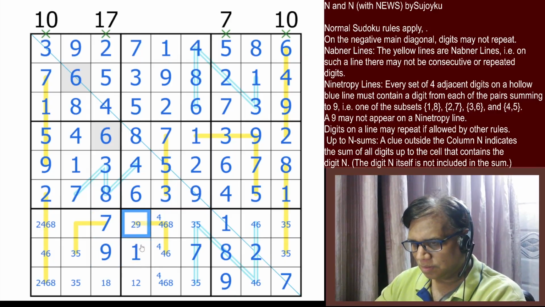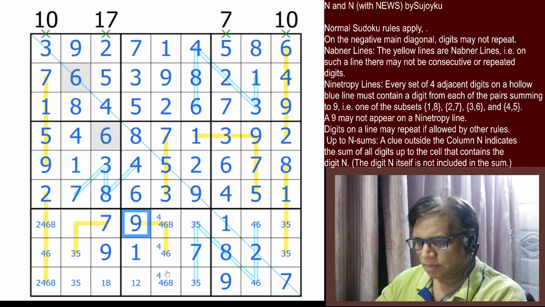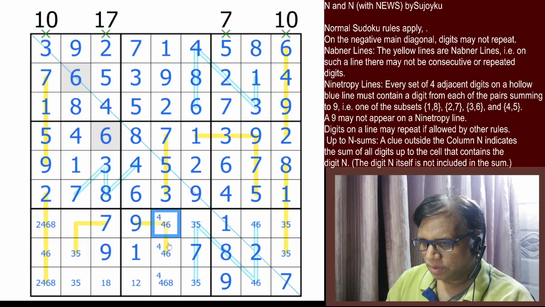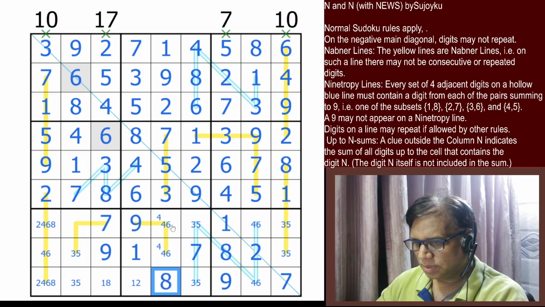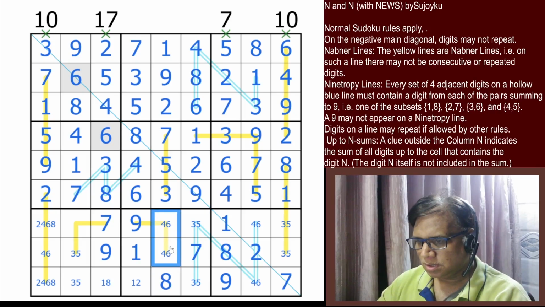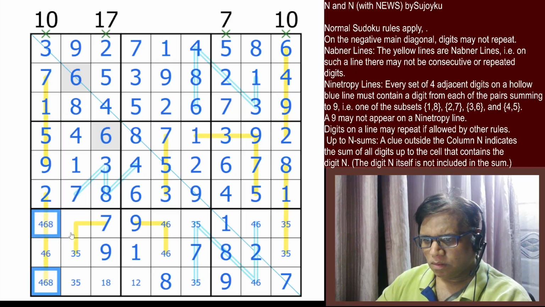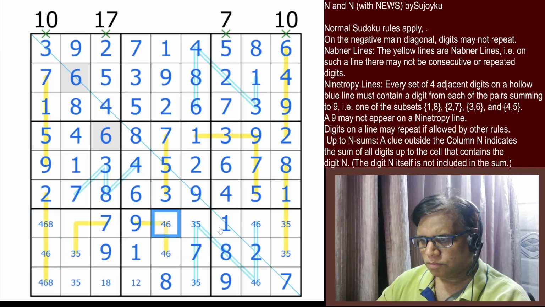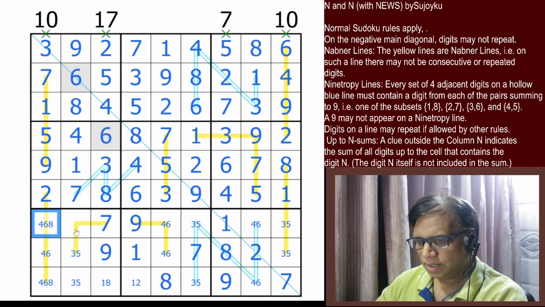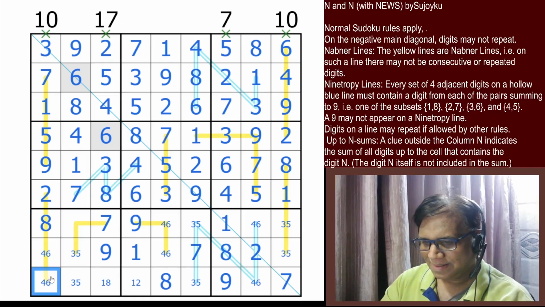That's 1. 9 has to be here, right? Okay. 9 means 8 cannot be here. So 8 has to be here. That's 4, 6. That's good. 2 is not here. 4, 6, 4, 6, 3, 5. What is that? 4, 6, 4, 6. That has to be 8. That's not 8. That's 4, 6, 4, 6.